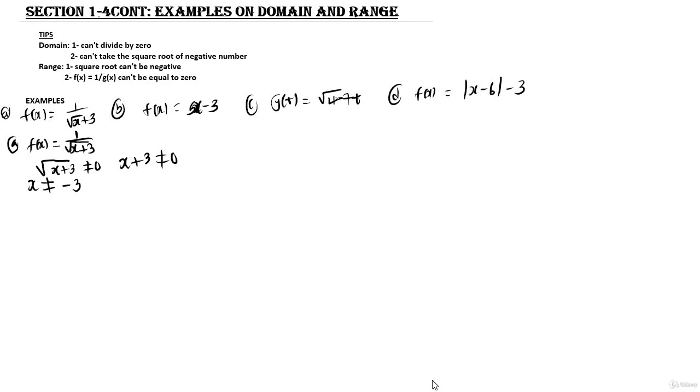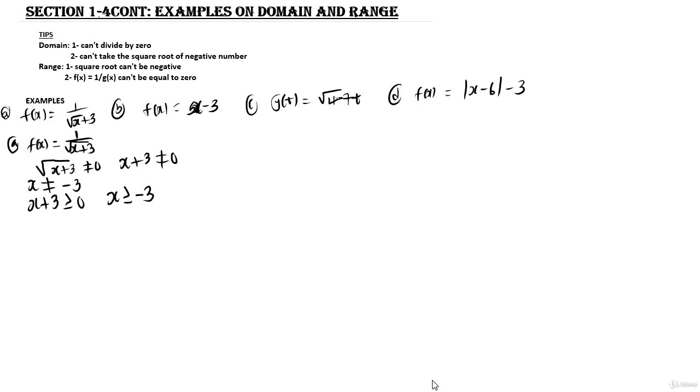Also, if we look at the second tip, we said we can't take the square root of a negative number, right? So meaning s plus 3 should be greater than or equal to 0, since we can't take the square root of a negative number. So this is going to be s should be greater than or equal to minus 3, because if plus 3 crosses to the other side, it becomes negative 3. So s should be greater than or equal to minus 3.